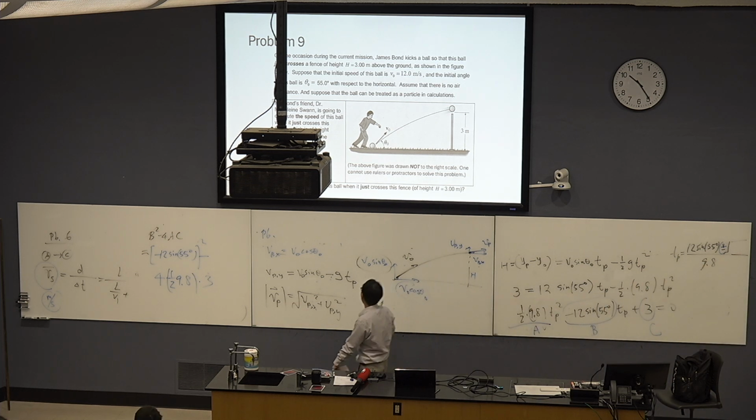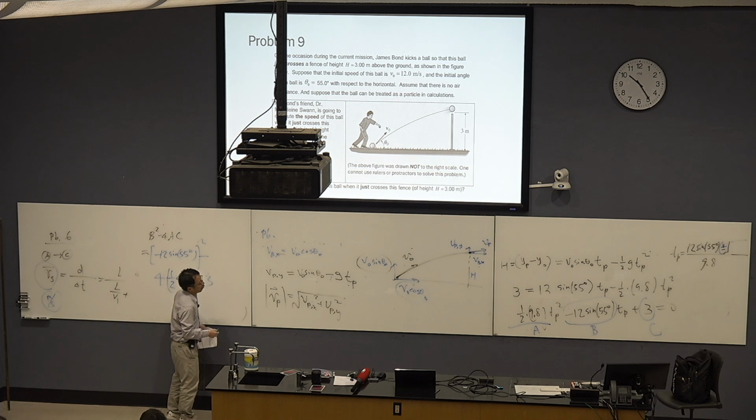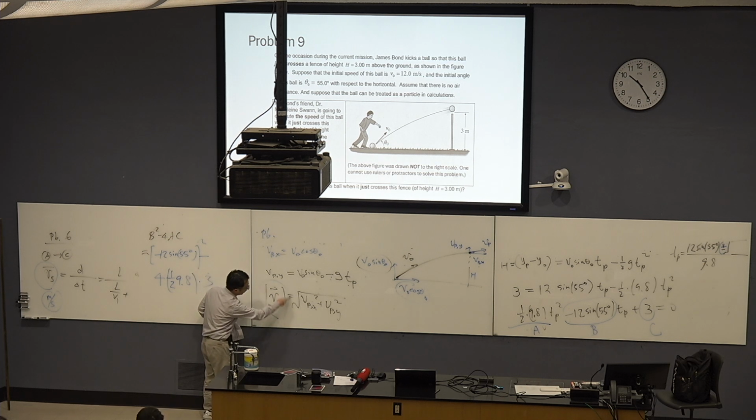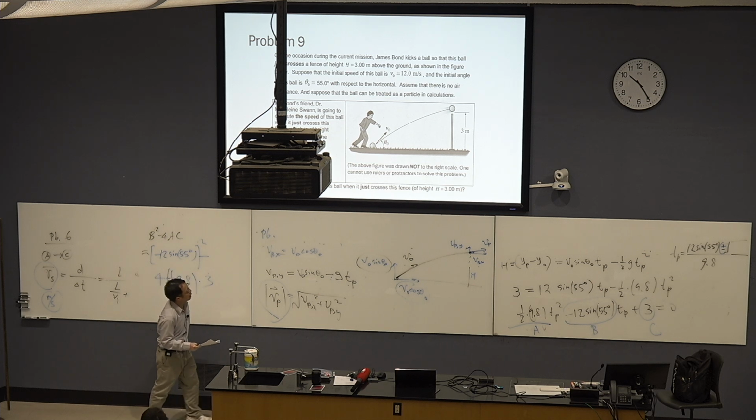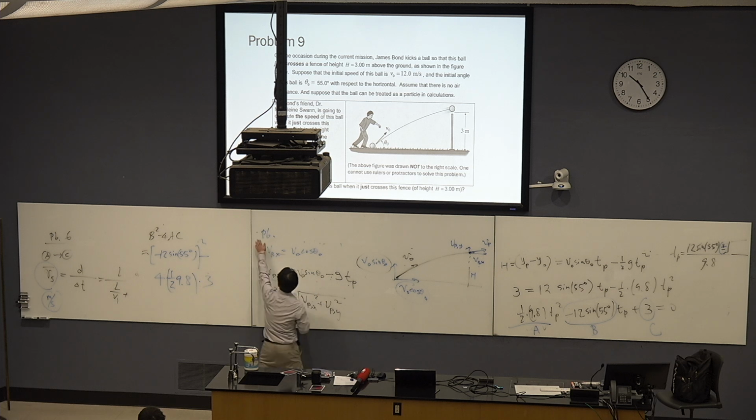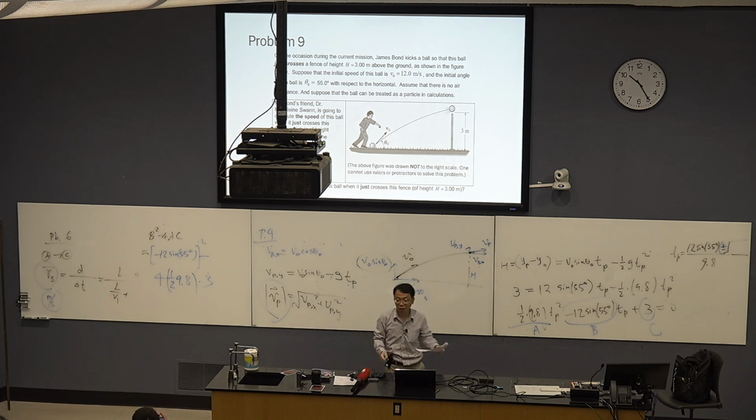Once you have the positive time, you substitute this into here, then you have the two components of velocity, and you'll be able to get the speed in this way. Okay, so that's it. Sorry, this is problem 9. Problem 6 was the earlier one. So this one is problem 9 of the question.